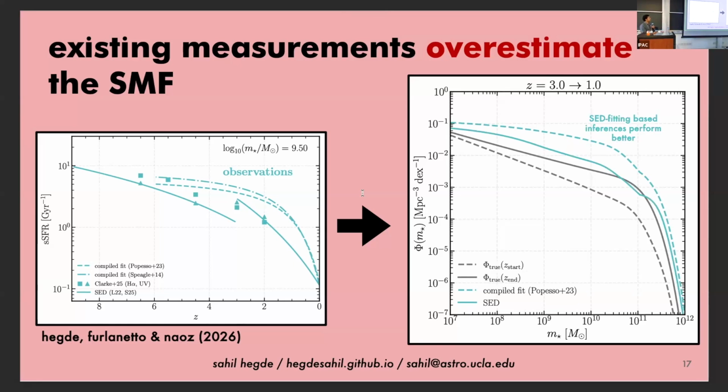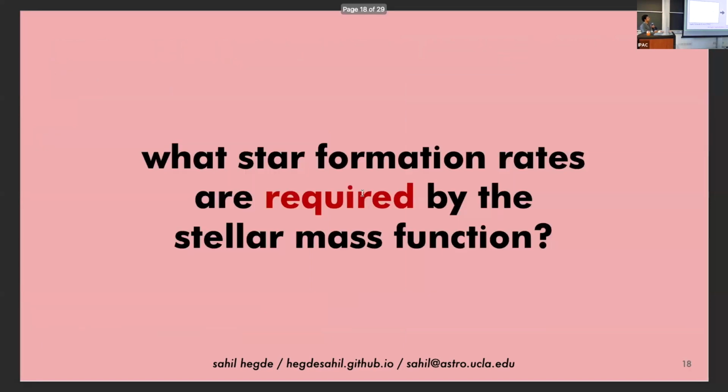So this motivated me to ask a different question, which was, if I wanted these two relations to be self-consistent, what does the star-forming main sequence need to look like in order for the stellar mass function to be consistently evolving over time with it?